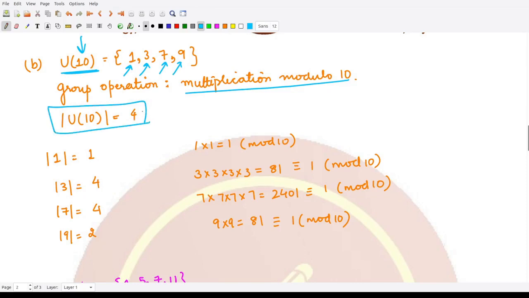What about the order of its elements? So here we have to see the element A.